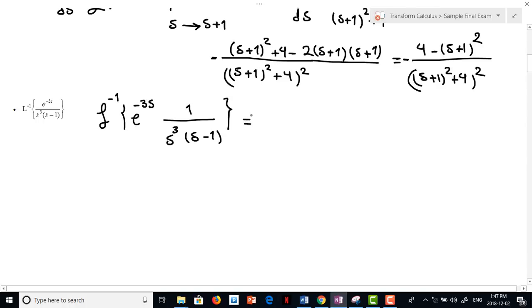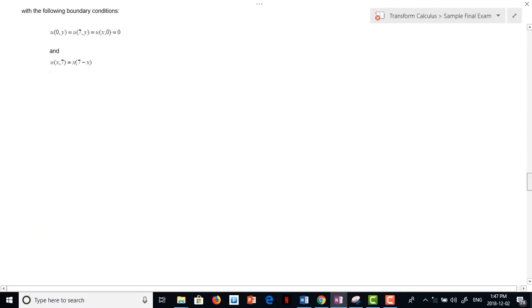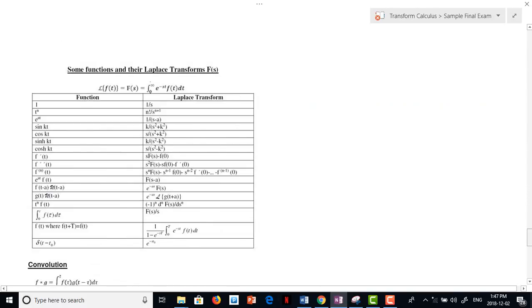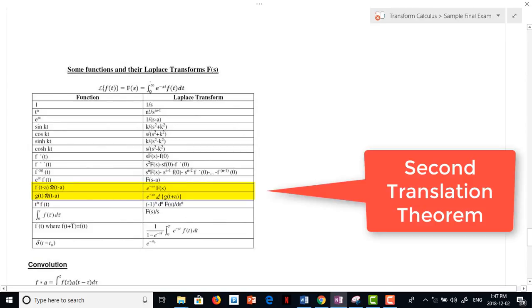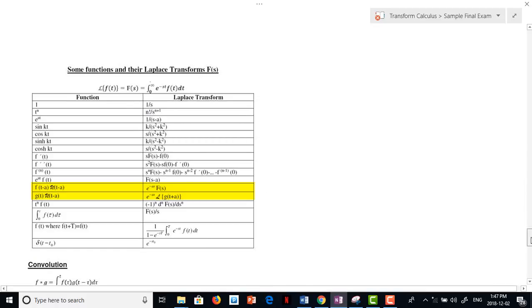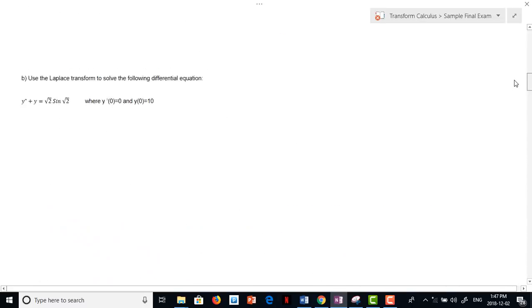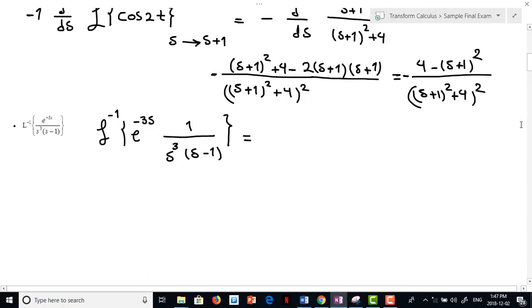In order to find the Laplace inverse of this function, we need the second translation theorem and we need partial fraction decomposition. If you look at the formula sheet, here you can see the first translation theorem, and you know partial fraction decomposition. As a result, we can easily solve it. At first, I use partial fraction decomposition to find components of 1 over s to the power of 3 times (s minus 1).